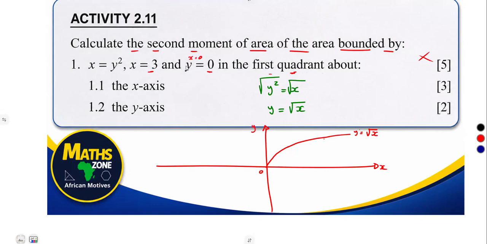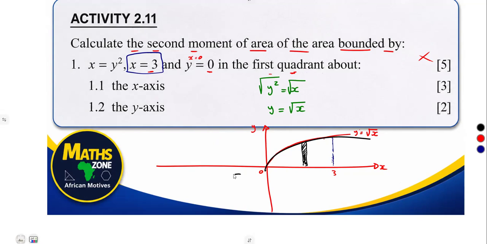The limits now, as I said, when y is equal to 0, x is 0. So you're starting from 0 up to where x is 3. This can be the limit, the line x is equal to 3. As we are working with x, we can use these as the limits. Instead of going back to y, you can just focus on the x values, and that's going to give us the representative strip for x.